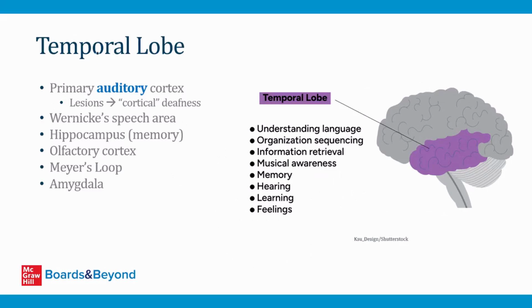Okay, moving on. Next, let's talk about the temporal lobe. This is where you find the primary auditory cortex that integrates auditory sensation or sound sensation from the world around us. So if you get lesions of the temporal lobe, you can potentially develop what's called cortical deafness, which means the inability to hear sounds. Also in the temporal lobe, you find Wernicke's speech area, which we talked about before. You can also find the hippocampus here. This is very important for memory. And then you can also find these three structures here, which I'll talk about in a little more detail in the next couple of slides.